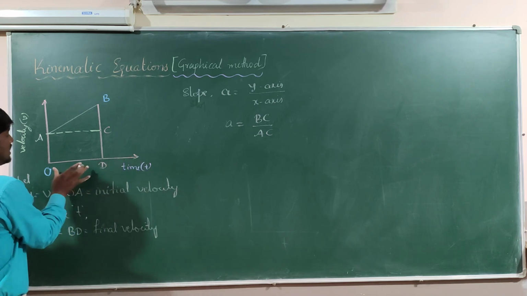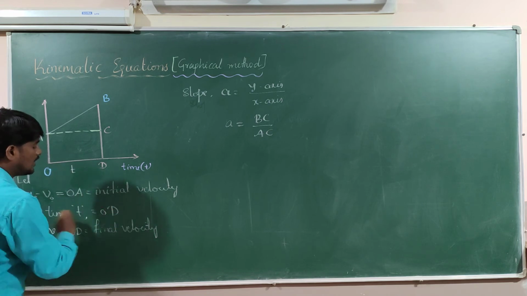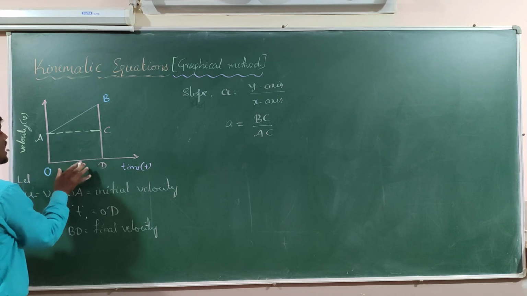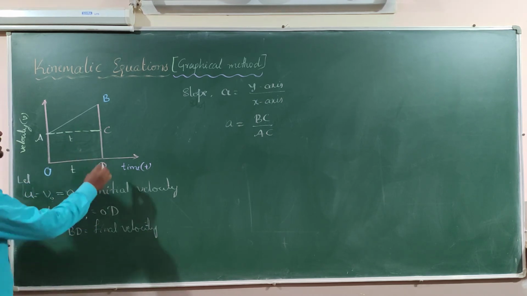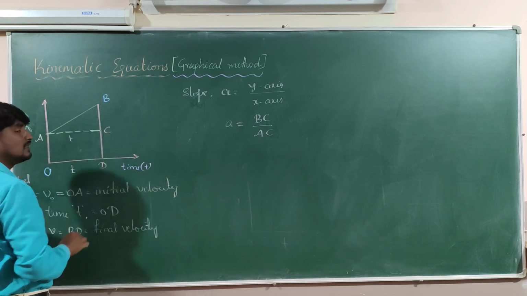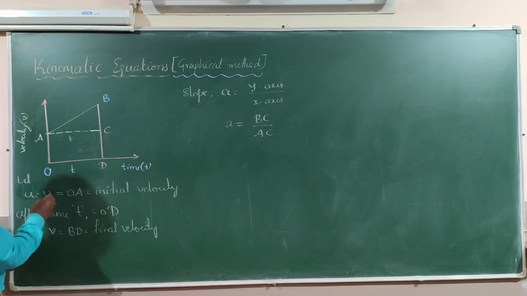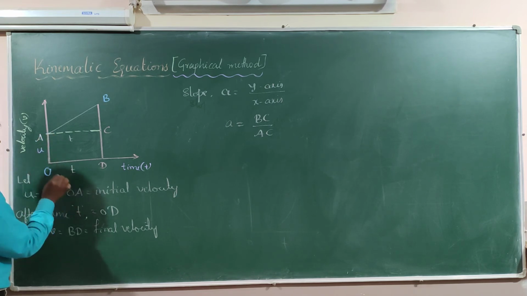Now, since OD is a time period T, I can write here T equal to OD. If T is equal to OD, then AC is parallel to OD, so AC is also nothing but T. But how to calculate the value of V? That's one more thing. As I said, U is the initial velocity of the object, so OA is equal to U.